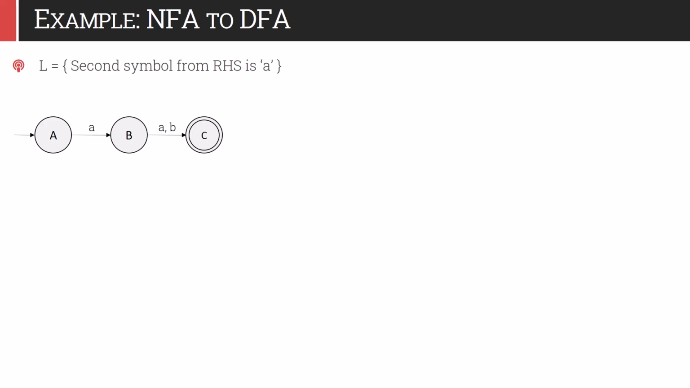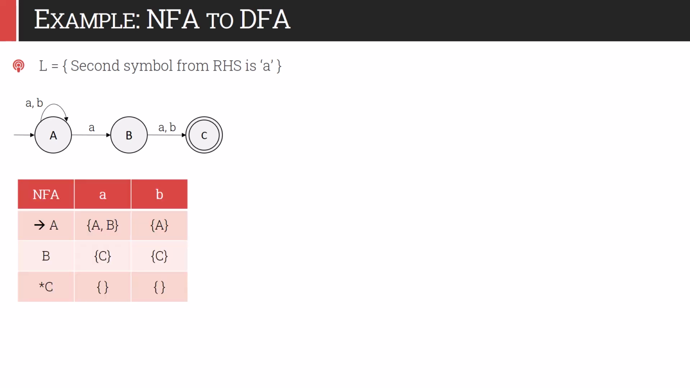So the basic NFA would be a, and a comma b. The last symbol can be either a or b, but the second last must be a. And before this we can read any symbol. So this is the correct NFA for the given language. Let us convert this NFA into DFA.